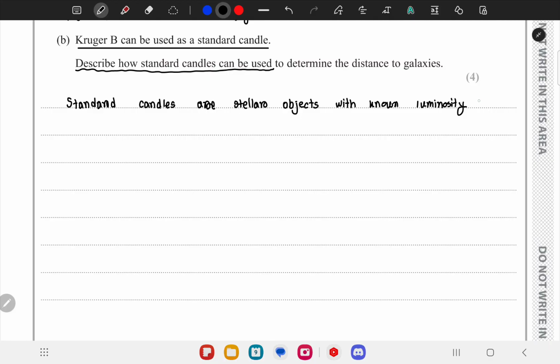Now we have to describe how we use standard candles and the standard candle method to find the distance to galaxies. For that we have to find the standard candle in that distant galaxy and then measure the intensity of electromagnetic wave coming from that object, and then we can use the inverse square law, intensity equals luminosity divided by 4 pi d squared. So we can find the distance from here.